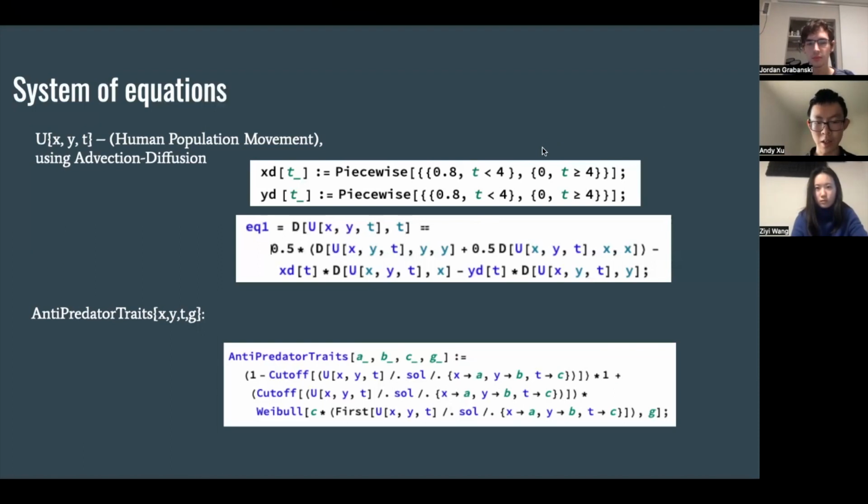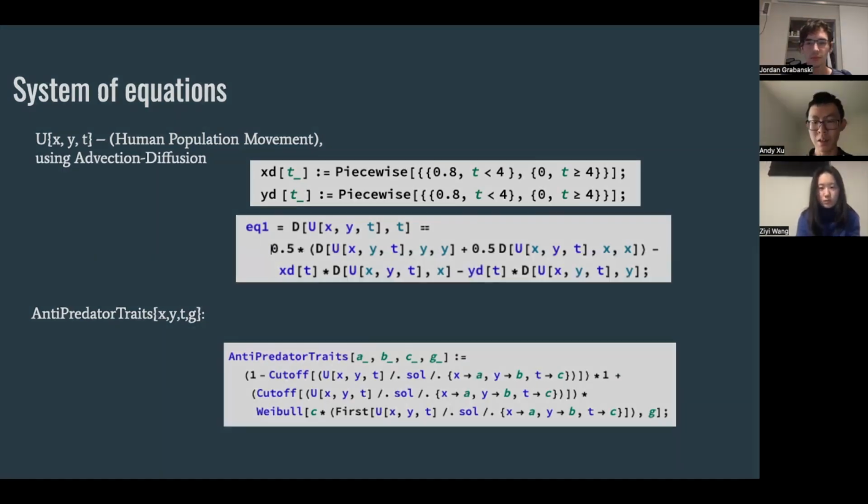And then after we have solved this, we use the set of solutions U(X, Y, T) in this anti-predator trait function, which takes in the X position, Y position, time, and gregariousness factor as input, which, although it looks complicated, basically says that the decrease in anti-predator traits only starts after human presence has surpassed a certain level.